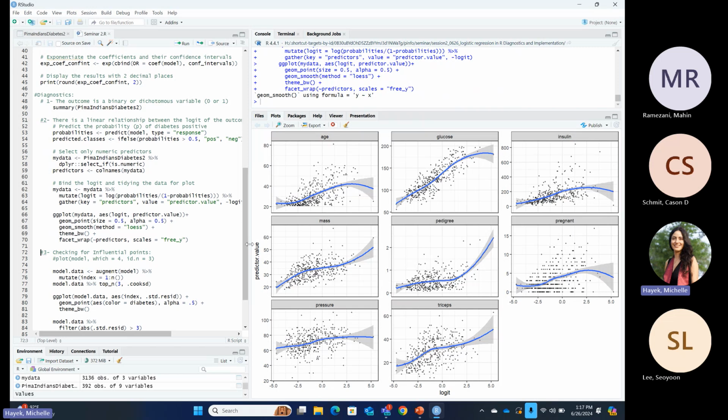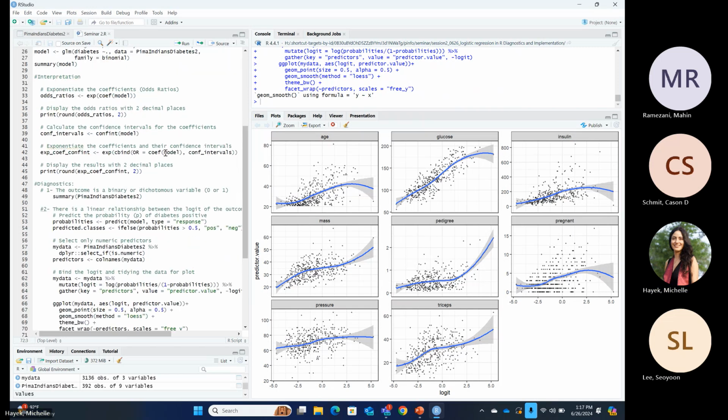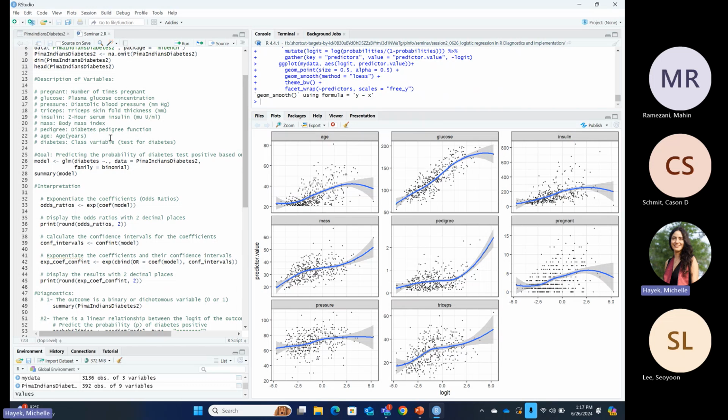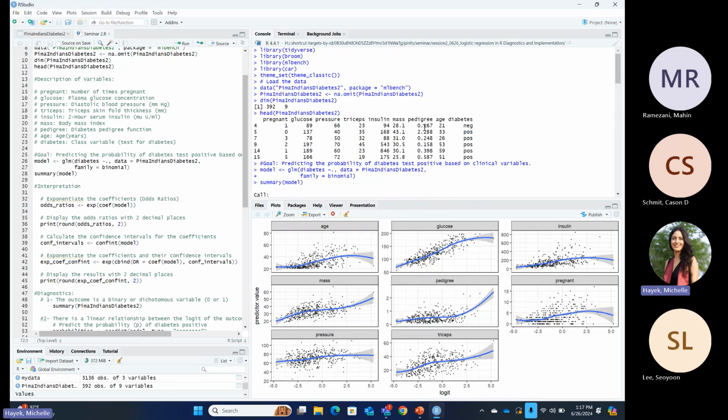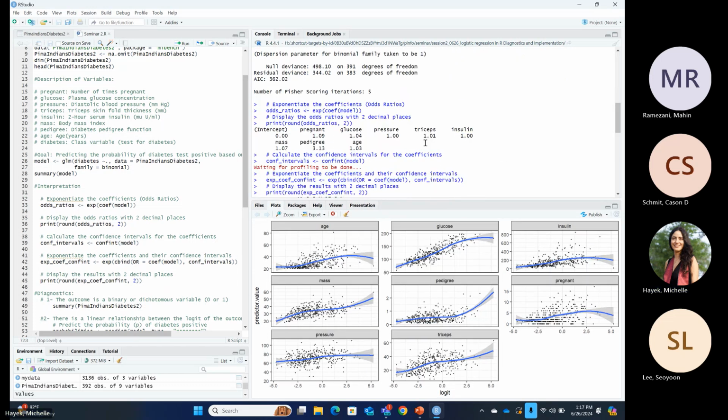Wait, Michelle, what is pedigree? The pedigree is the diabetes pedigree function. This is how they defined it in the data. Yeah. So this is the range of the variables.